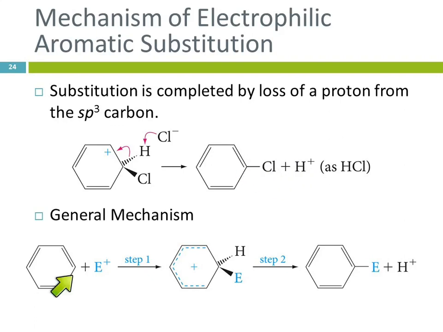And so this is the overall mechanism. Here's the benzene plus an electrophile. The electrophile is added to one of the carbons, generating this resonance stabilized carbocation. And then the hydrogen ion comes off, and there you have your substitution. So that's the general mechanism.